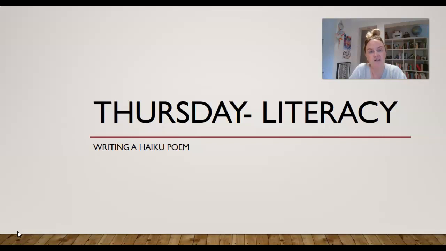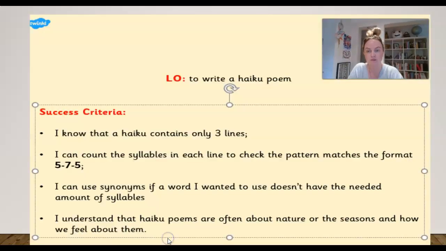Today we're going to be looking at writing again. Yesterday we were planning to write a haiku poem, and today we're going to be using that theme that you came up with yesterday to write a poem today. So our learning intention today is to write a haiku poem, a Japanese-inspired poem about nature.